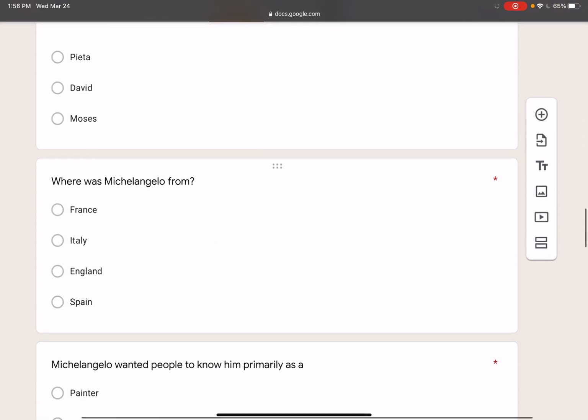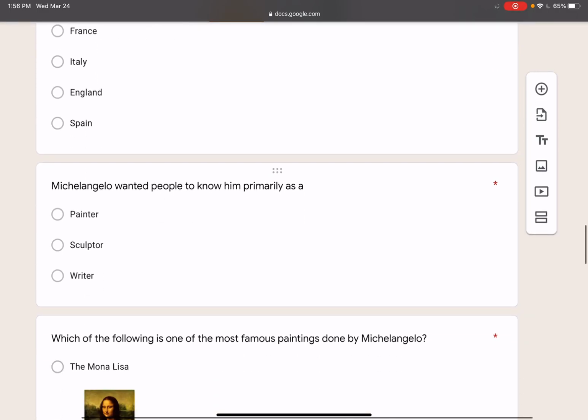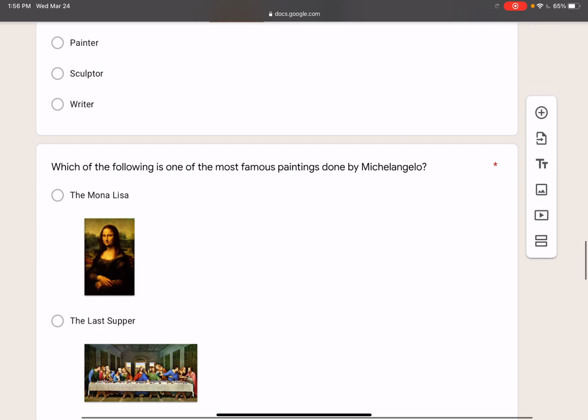Where was Michelangelo from? He was from Italy. Michelangelo wanted to be primarily known as a sculptor, and it really shows the level of skill that he has as a sculptor. That does not mean that he's a bad painter. He's equally as good of a painter as he is a sculptor, but he wanted to be recognized as a sculptor. His paintings are incredible as well.